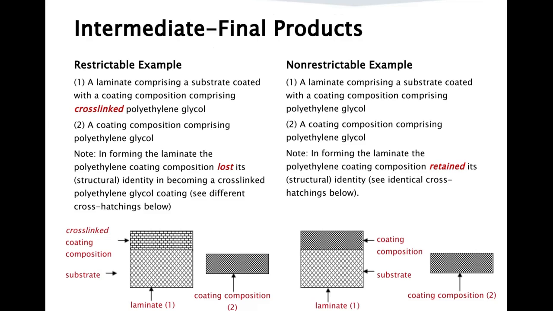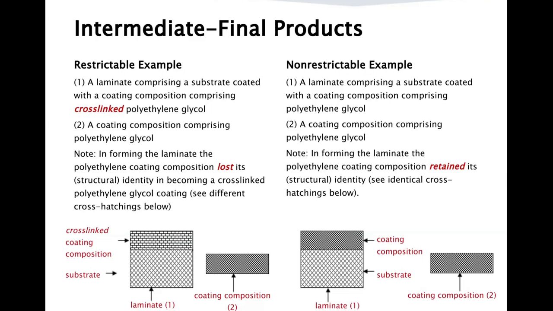In the two examples on this slide, it can be seen that the restrictable example differs from the non-restrictable example in that the coating composition of the restrictable example comprises cross-linked polyethylene glycol. As a result, polyethylene glycol, which is the intermediate product, loses its identity in the final product, the laminate in the restrictable example. In review, the claimed coating composition and laminate of the restrictable example have a mutually exclusive characteristic in that the coating composition of the laminate is cross-linked.